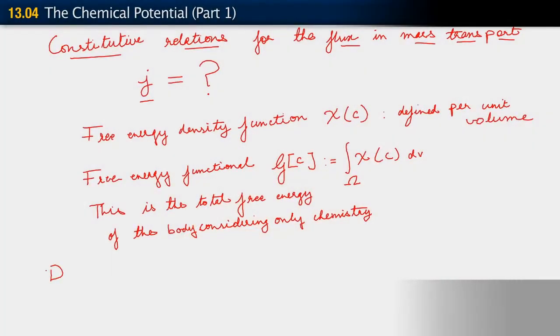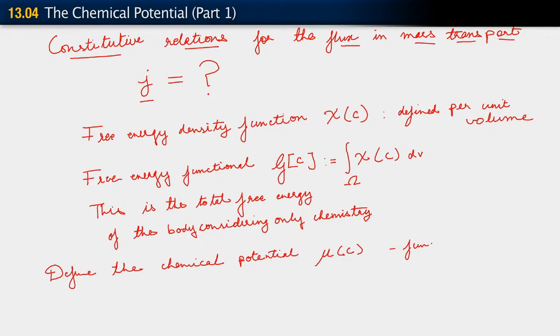In order to get to something about the flux, we first need to define a different quantity from the free energy, and this is called the chemical potential. We define the chemical potential, which I am going to write as mu. This is going to be a chemical potential which is a function of C. A priori I'm saying that it is a function of C. Here's how we do it. The way this is done properly is the following.